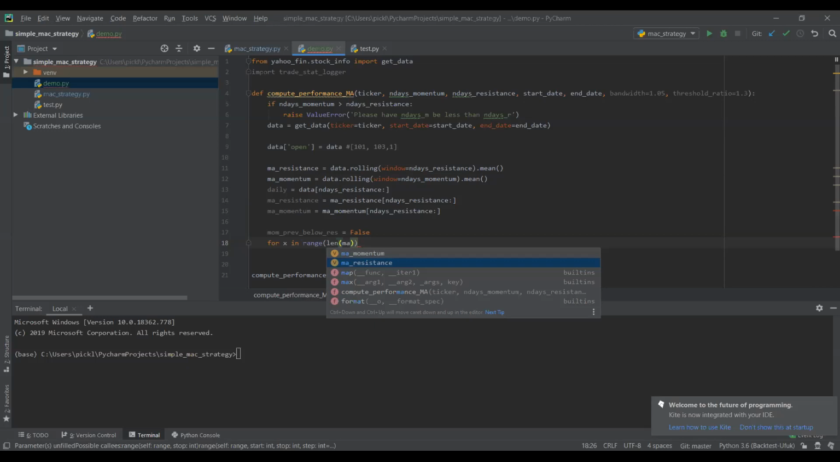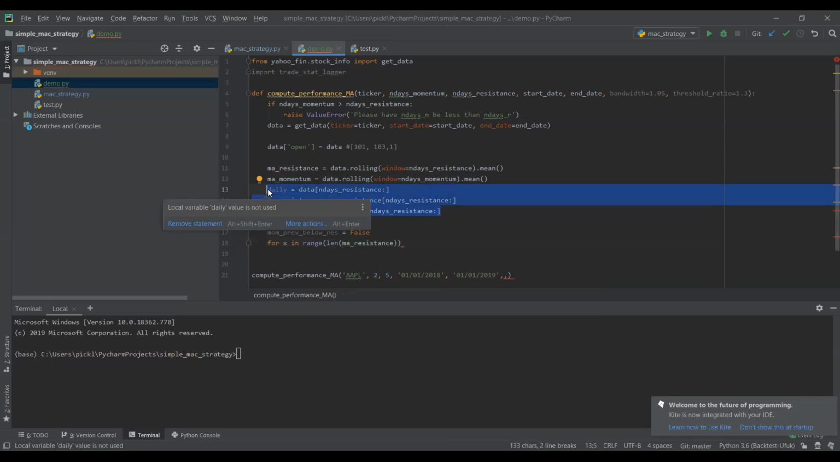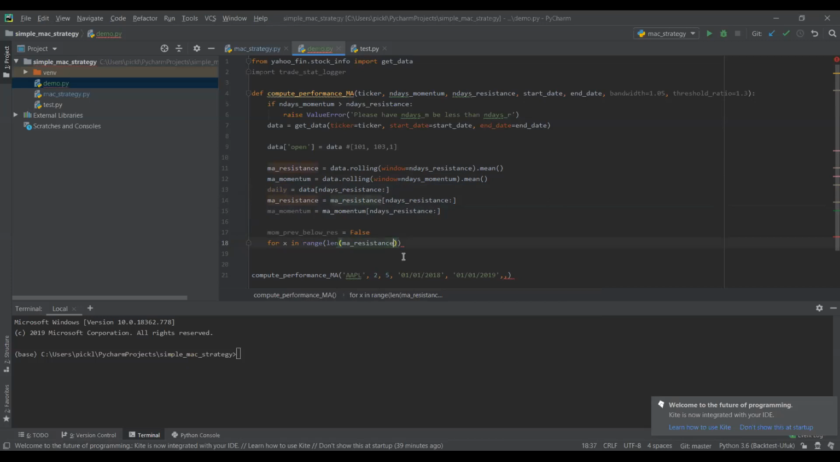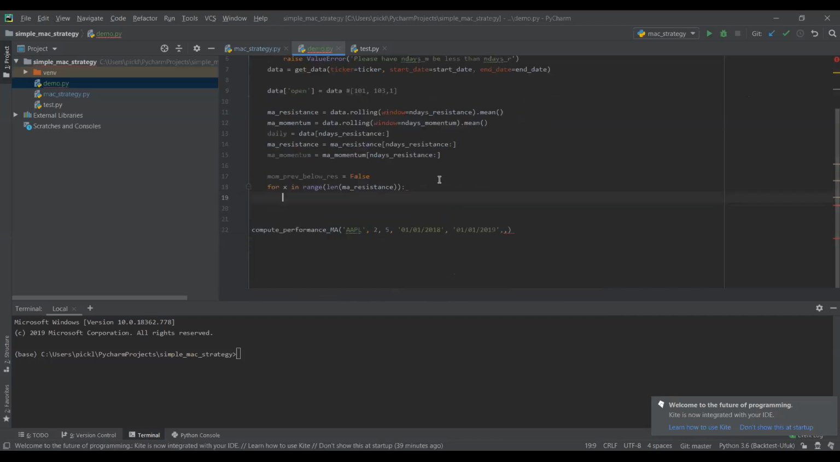We can choose any of these data frames because earlier, if you remember, we sliced them so that they are all the same length. So you can choose MA resistance, or you can choose MA momentum, or just the daily. And length is a function in Python that measures the length of something. And so, val momentum. Let's just do momentum.